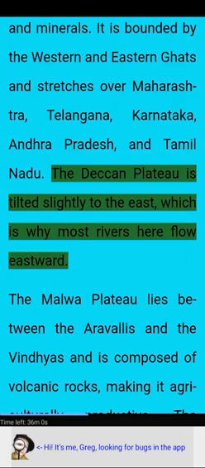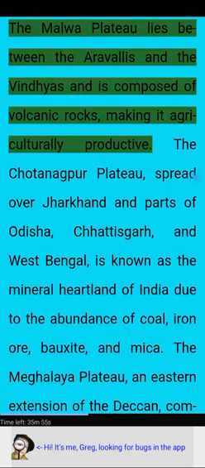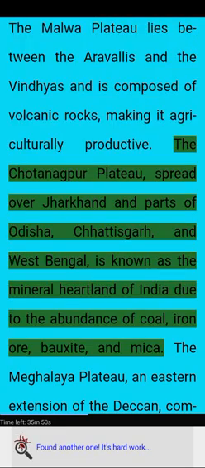The Deccan Plateau is tilted slightly to the east, which is why most rivers here flow eastward. The Malwa Plateau lies between the Aravallis and the Vindhyas and is composed of volcanic rocks, making it agriculturally productive. The Chotanagpur Plateau, spread over Jharkhand and parts of Odisha, Chhattisgarh, and West Bengal, is known as the mineral heartland of India due to the abundance of coal, iron ore, bauxite, and mica.